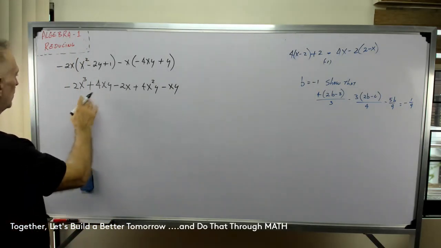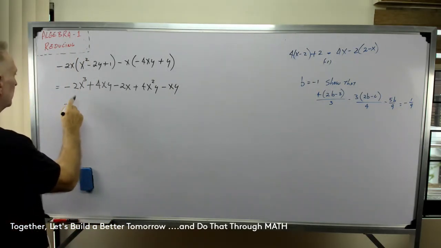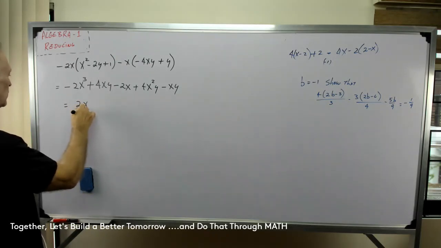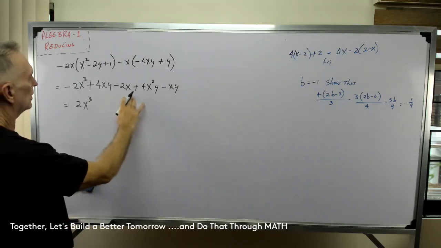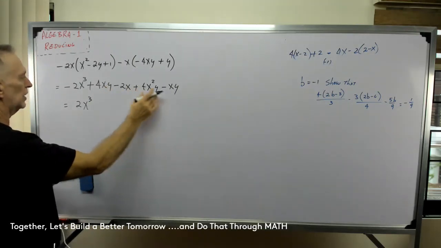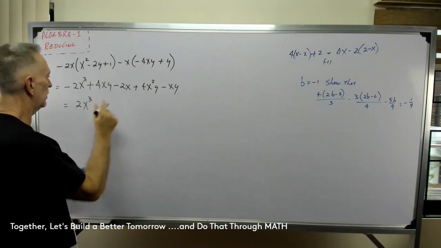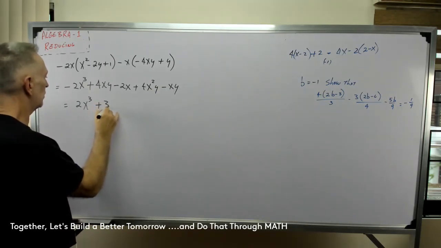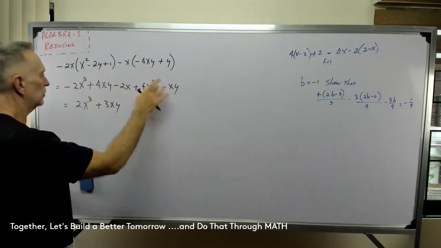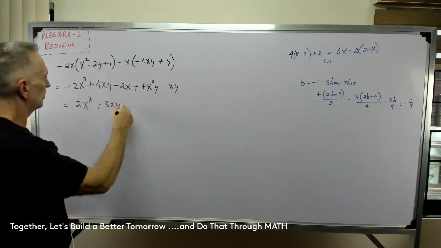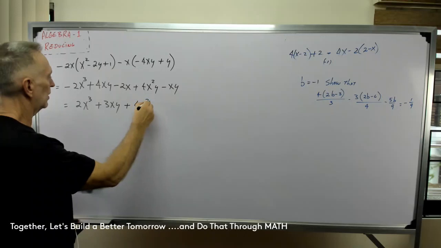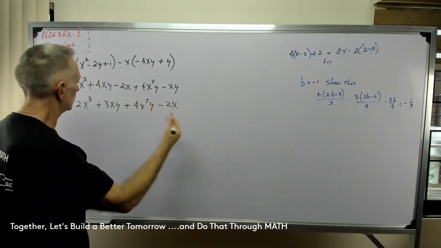Okay, is there anything we can do here? What do we have? We have 1x to the third term, so it's 2x to the third. 4xy minus xy, so we have that here. So that gives me plus 3xy, 4 minus 1. Then plus 4x squared y minus 2x.